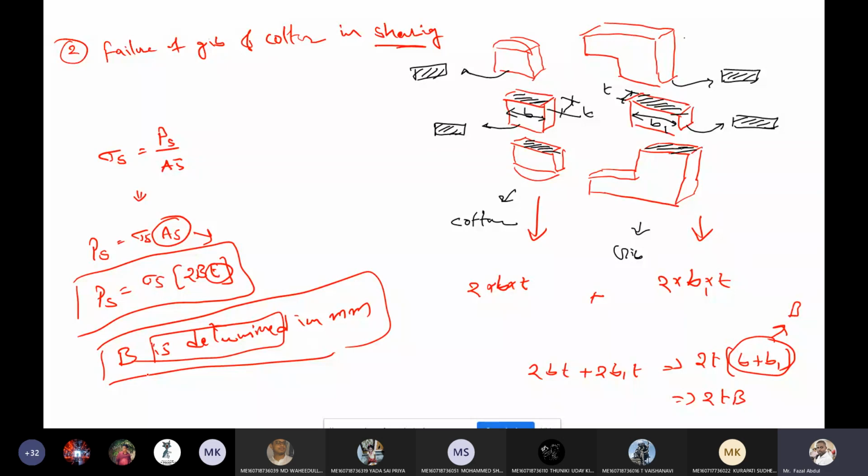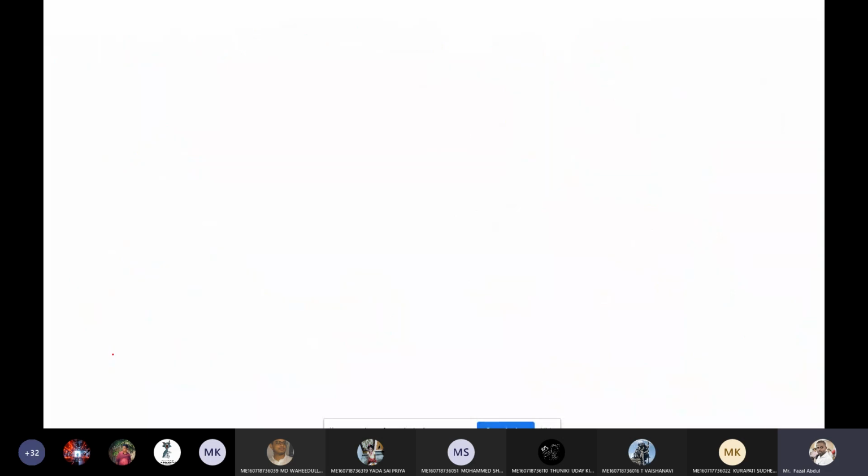Is it clear, Babu? Now third one. What is the third one? Third one is failure of strap end in tension at weakest portion. Where we can find the weakest portion, just see here in this animation video.